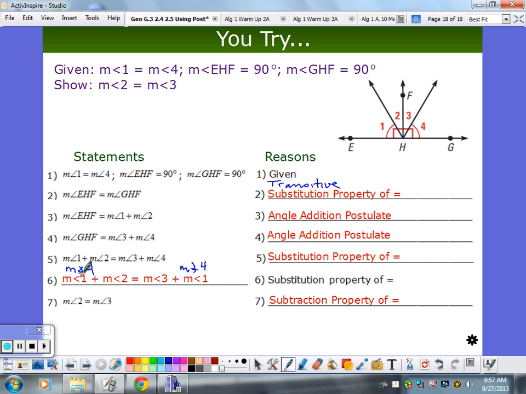So what do you think? This is the good stuff. This is the good part. This is real math. We're starting to now actually have logical arguments.